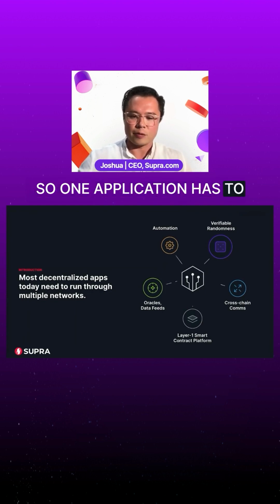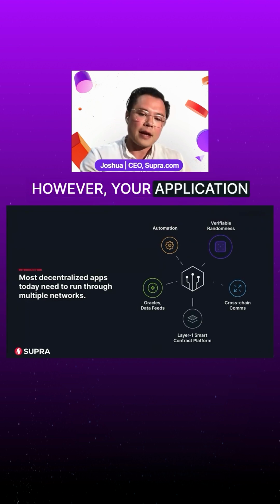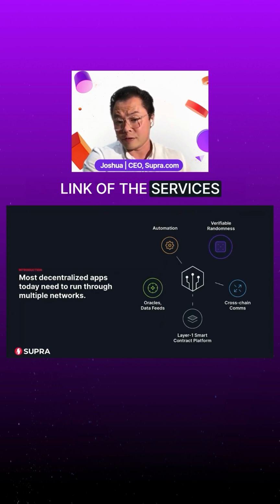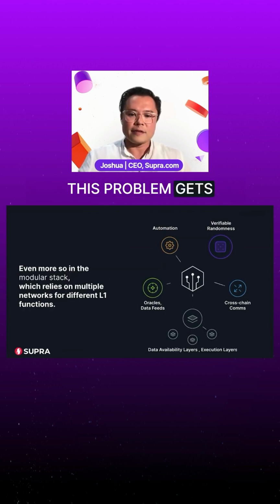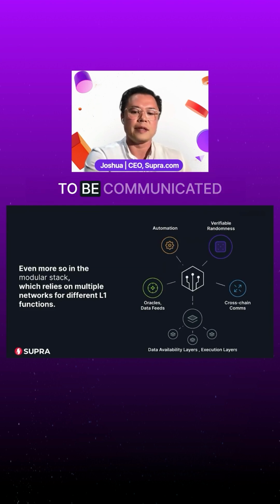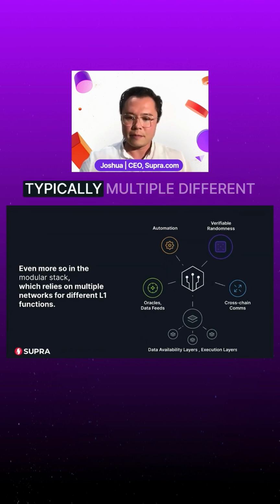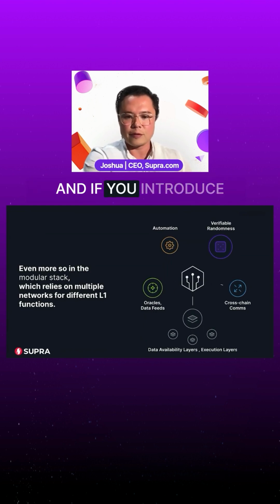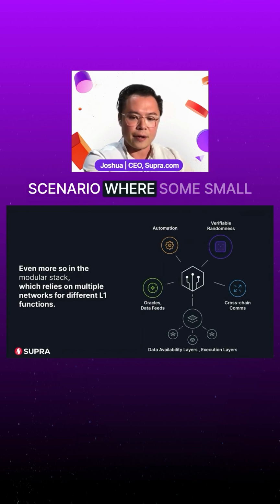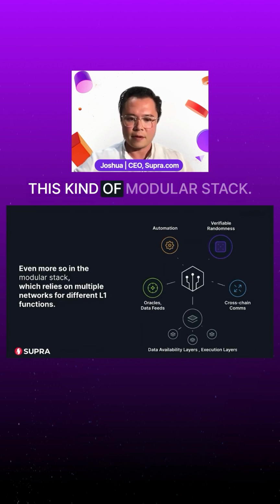So one application has to rely on now 4 or 5 different networks to do really interesting things. However, your application now is actually only as secure as the weakest link of the service that you utilize. This problem gets exacerbated when we move into layer twos, where this network also needs to communicate to a data availability network, an execution layer, a settlement layer, typically multiple different decentralized networks. And if you introduce additional networks that your application relies on, then you create a scenario where some small component can really cause large churn issues in this kind of modular stack.